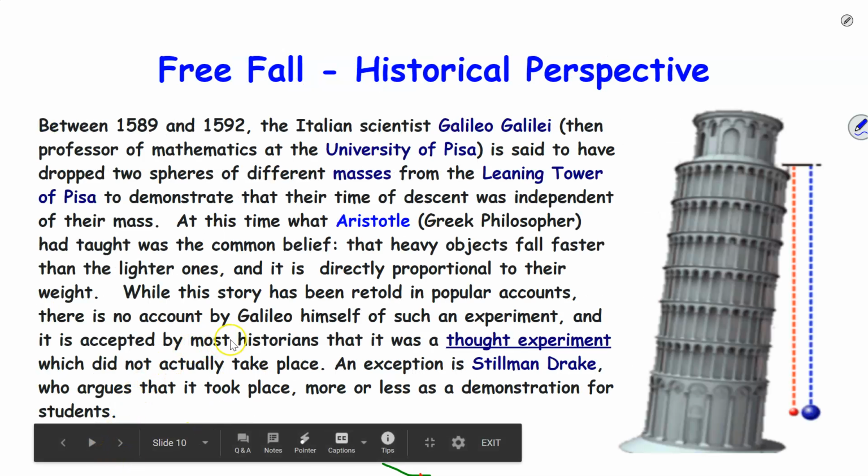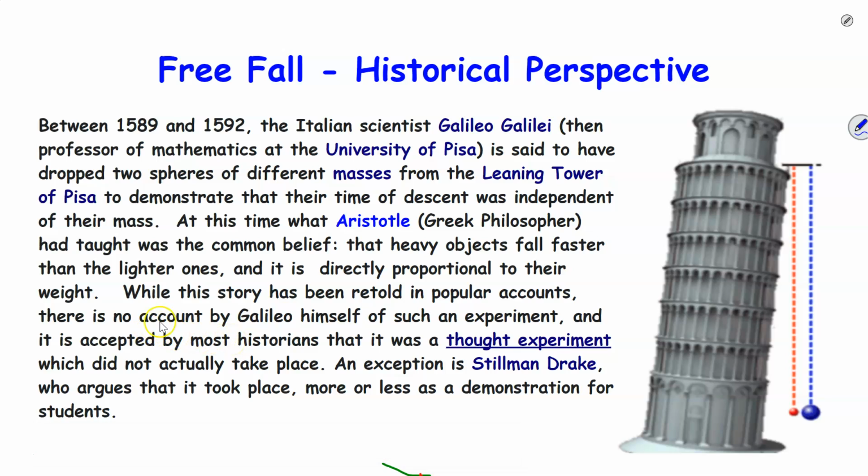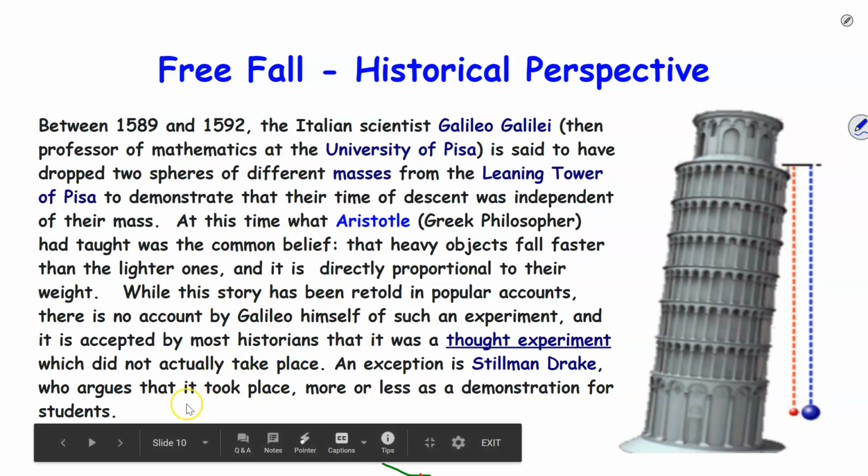So that takes us back to Galileo. I'm not going to read through this, and the Leaning Tower of Pisa. So you can read through this and get a little historical perspective of where we were at one time during Aristotle's belief compared to where we are today once Galileo came up with his idea.